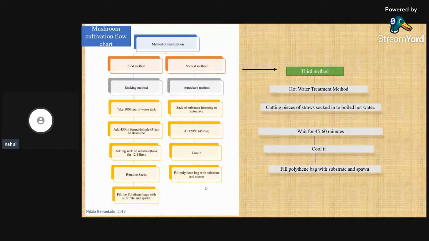In the hot water treatment method, you just cut the straw into pieces, soak it in boiling hot water for 45 to 60 minutes, then cool it to room temperature, then fill the polythene bags with the substrate and spawn. This is the easiest process.